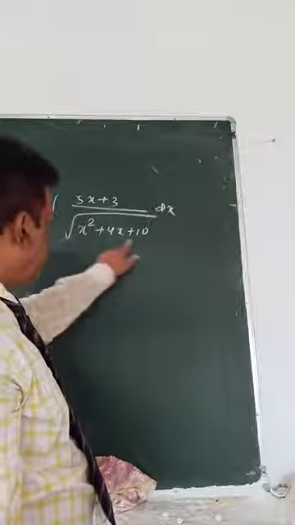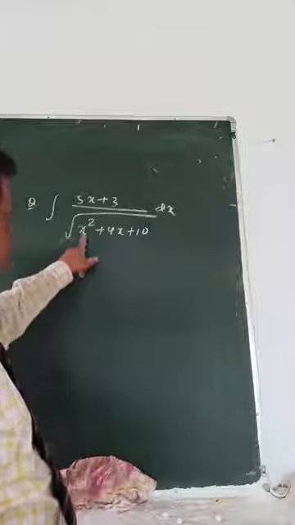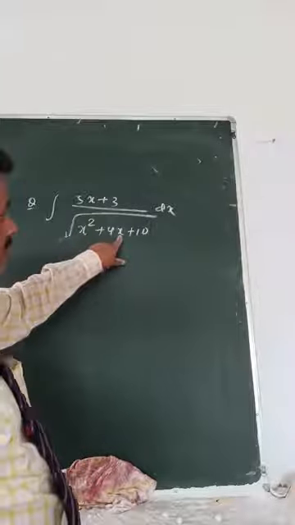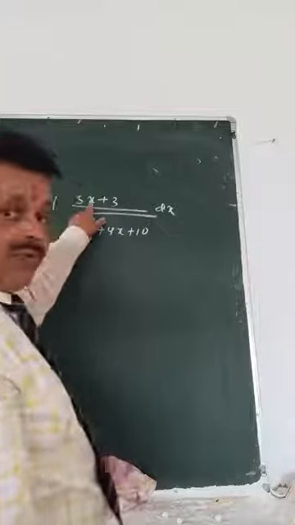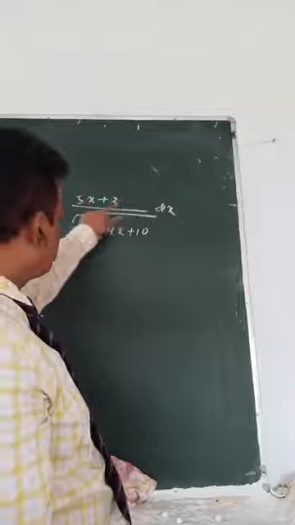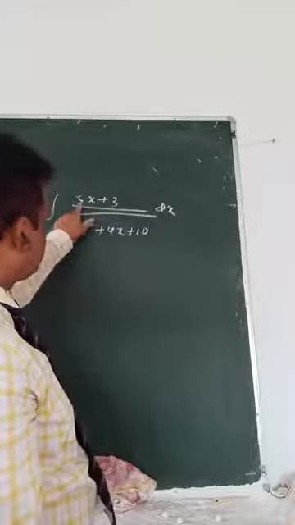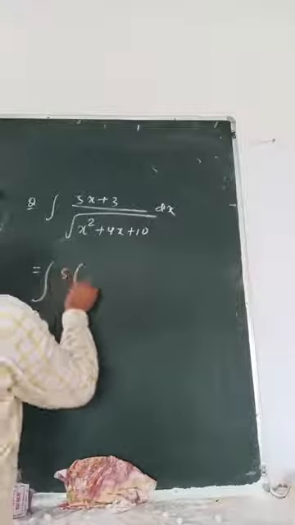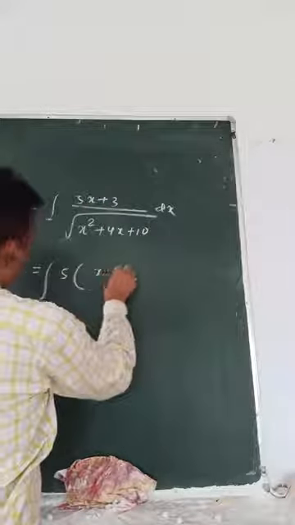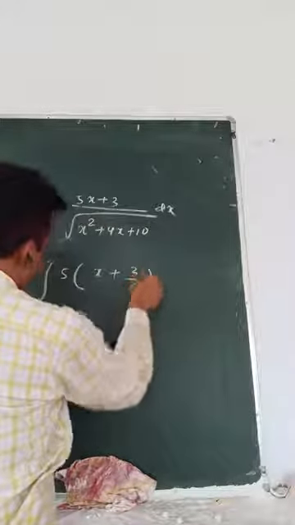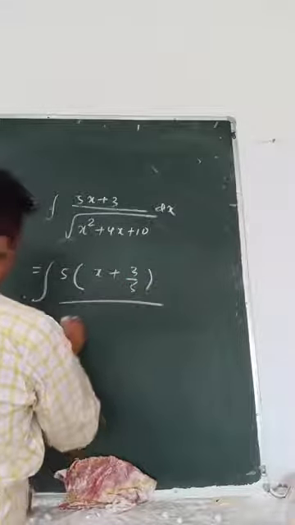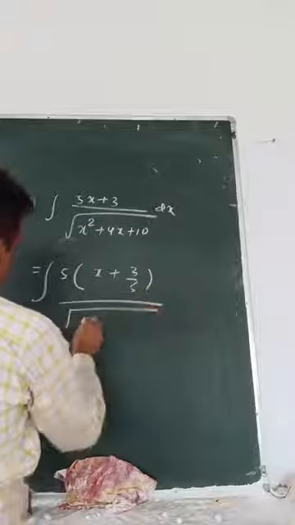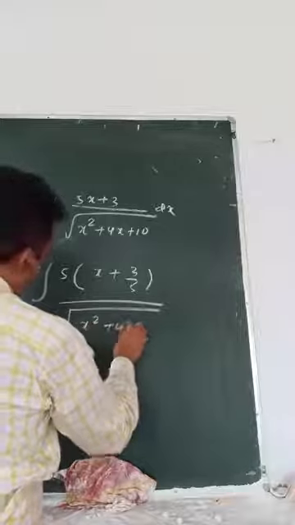Here, what is the derivative of the denominator expression? 2x plus 4. That means you need to find 2x plus 4 in the numerator. So to get 2x, first you have to take out this 5. Then what will you get? x plus 3 by 5, over root of x square plus 4x plus 10.